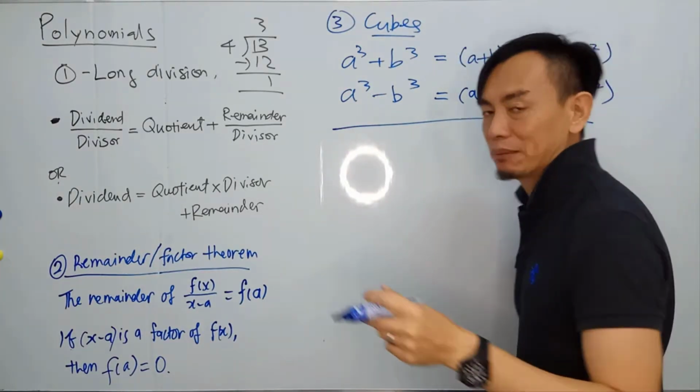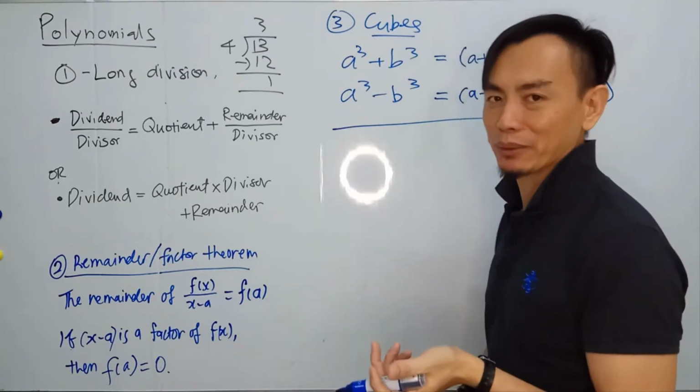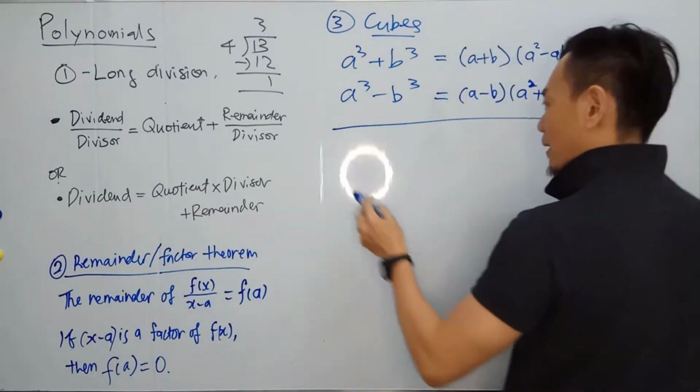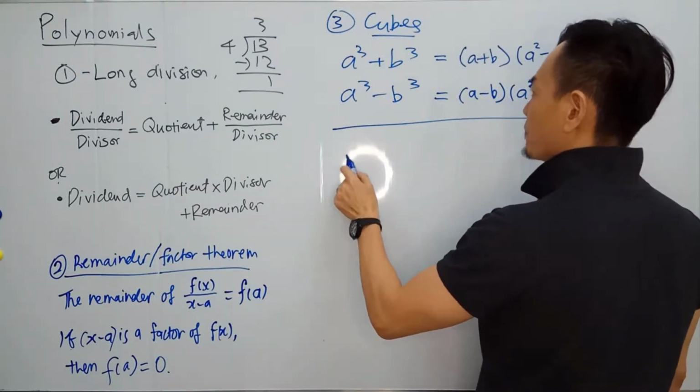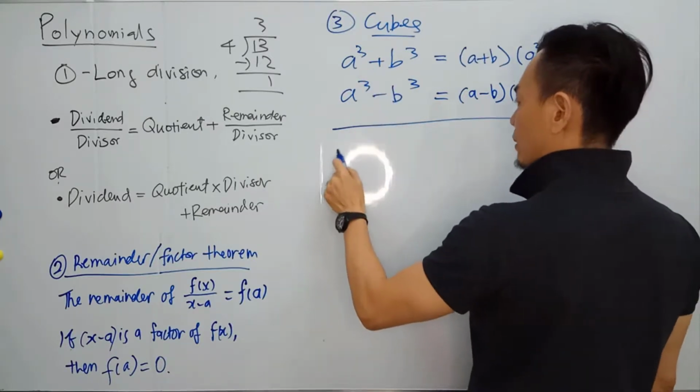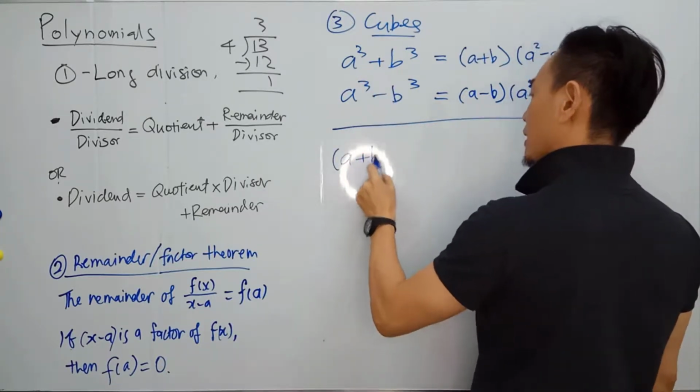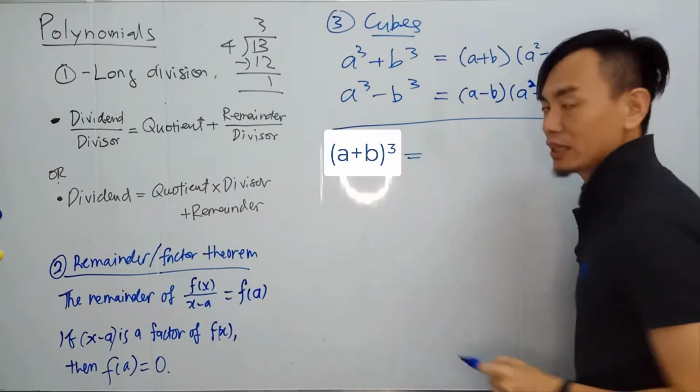If you haven't done binomial expansion, please learn it and then come back and watch again next time. But if you've learned it already, then this is going to be helpful. Now, if I want a cubed plus b cubed, I'll start off with (a plus b) cubed, and I'm going to expand it using binomial expansion.